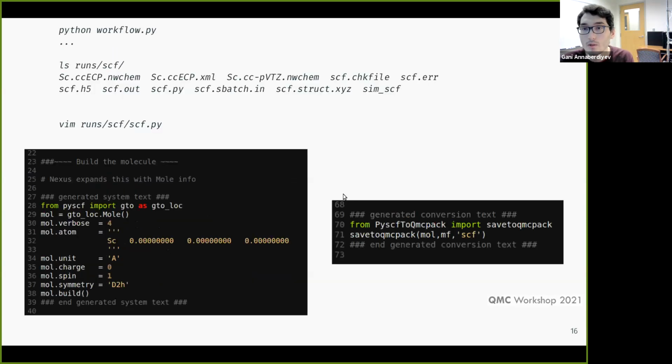Okay. So if you run that section, the Python workflow, you're going to see that it's going to run the SCF. And once it's run, in the runs folder there's going to be an SCF folder with all these files. The scf.py is going to be populated as you would need. Essentially, it populates the geometry, the symmetry, spin, charge, and at the end, it's going to add this conversion step.